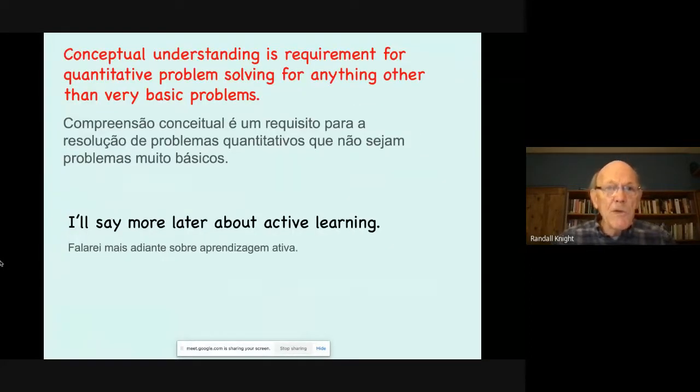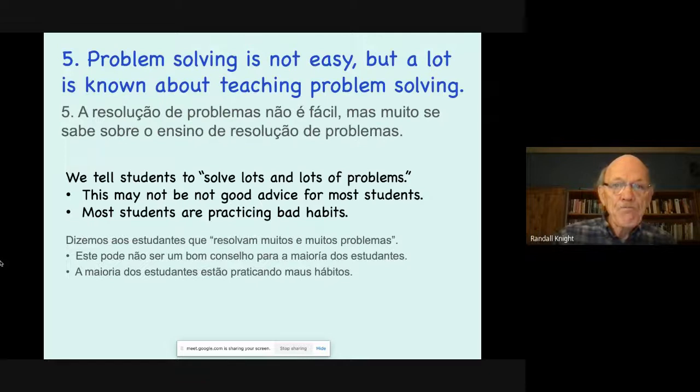So it seems to be, and perhaps this really isn't surprising, that a good conceptual understanding is actually a requirement for being able to solve quantitative problems for anything other than the very most basic problems where you can just plug numbers into a formula. If you have to actually reason your way through a quantitative problem, you have to have that conceptual understanding as a basis for doing so. And I'll say a bit more about this in a minute.